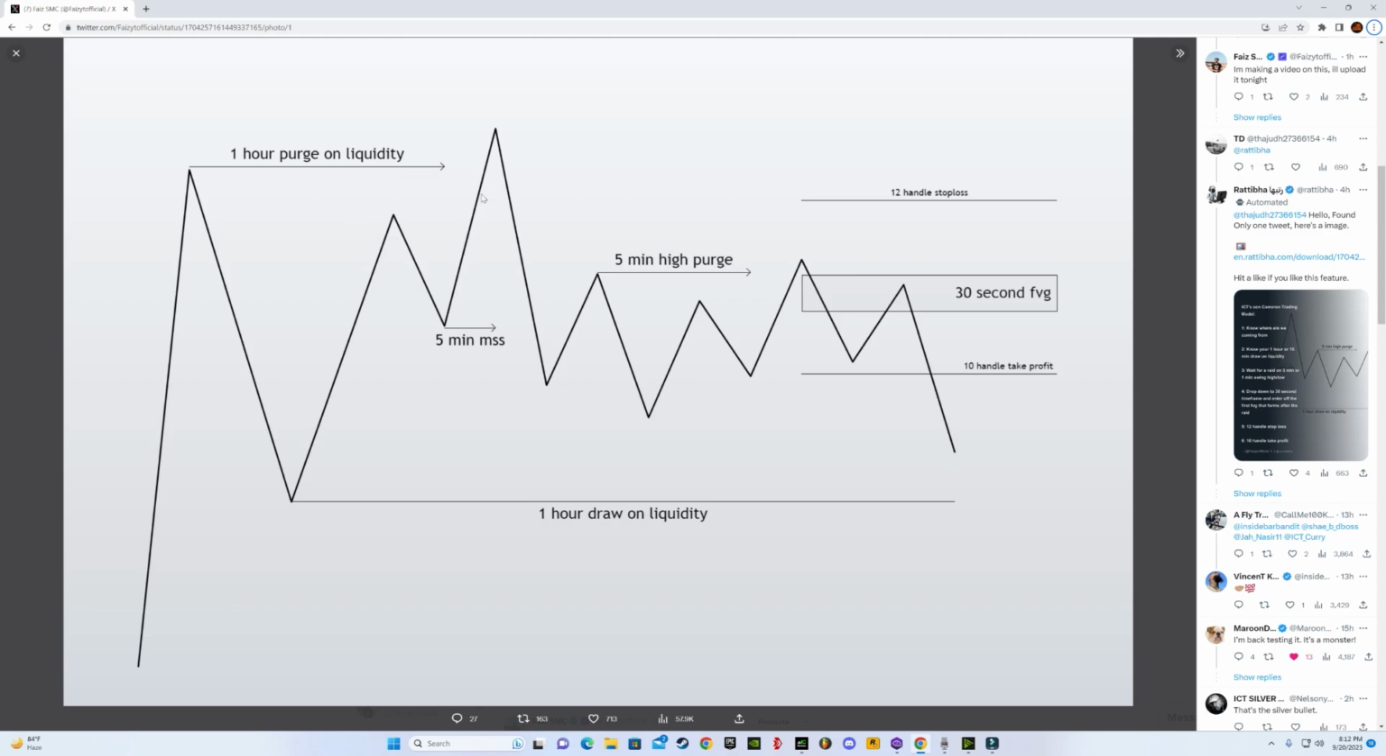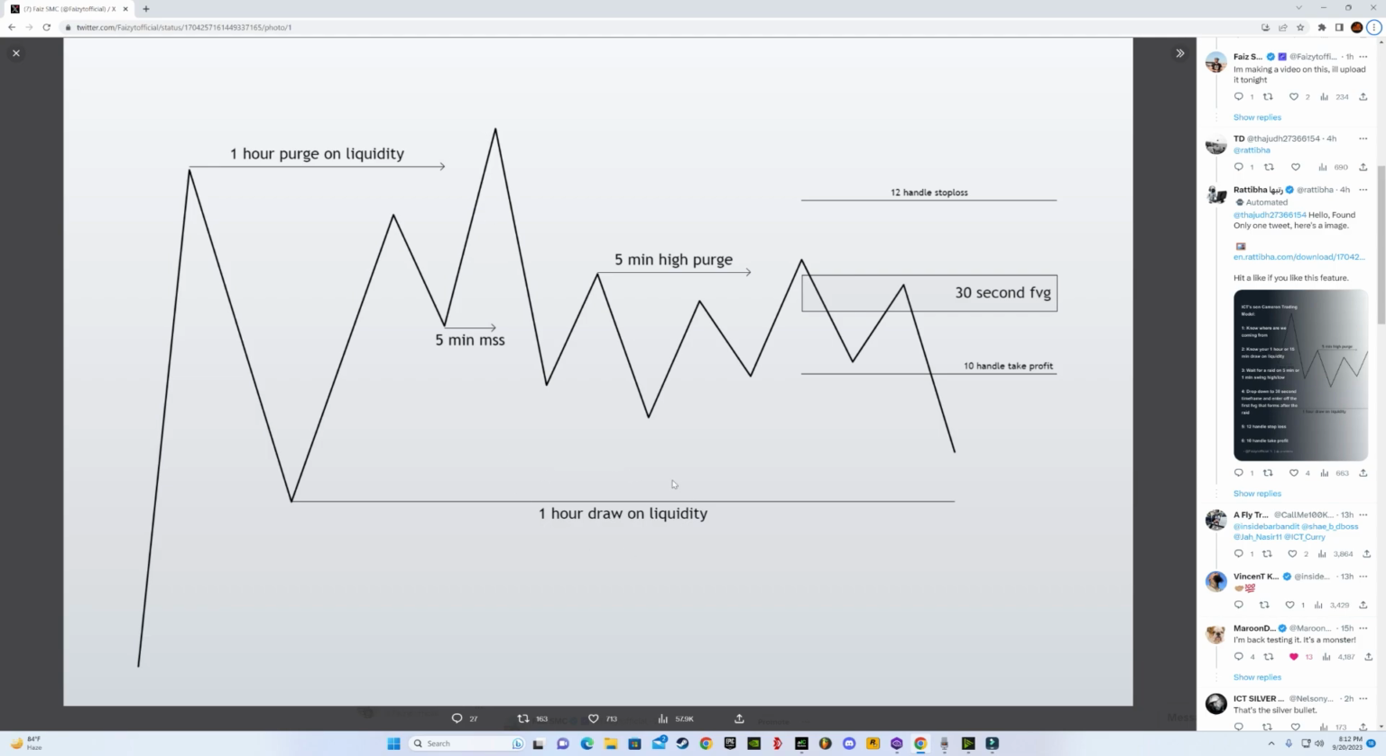So this portion right here, you want to see where are we coming from? What is our draw on liquidity? Where is price likely to go on the higher time frame, which is 1 hour time frame? And I'm going to teach you how you can identify where the market is going to go later in the video. But let's talk about the basic rules of this strategy first, right?